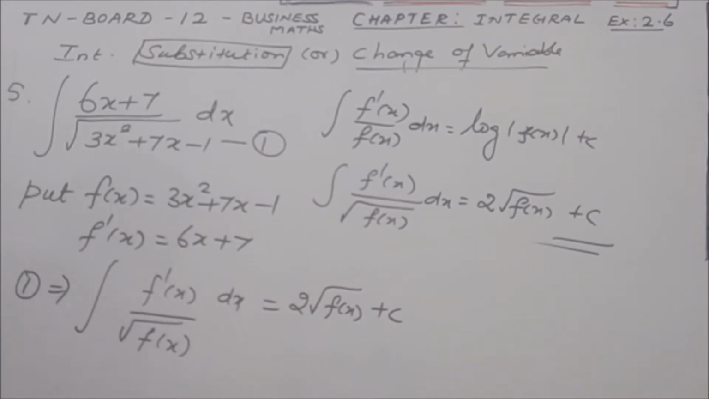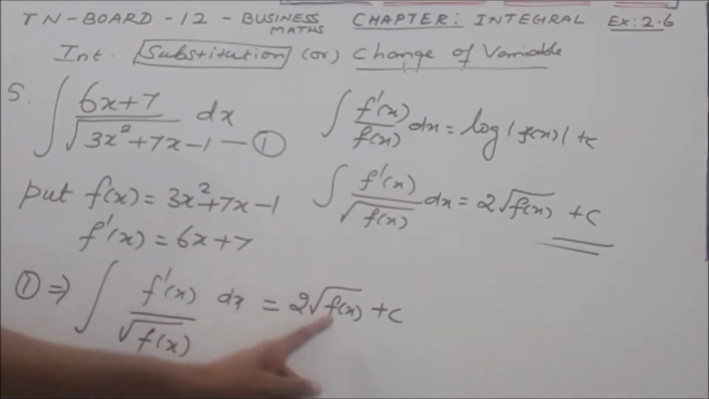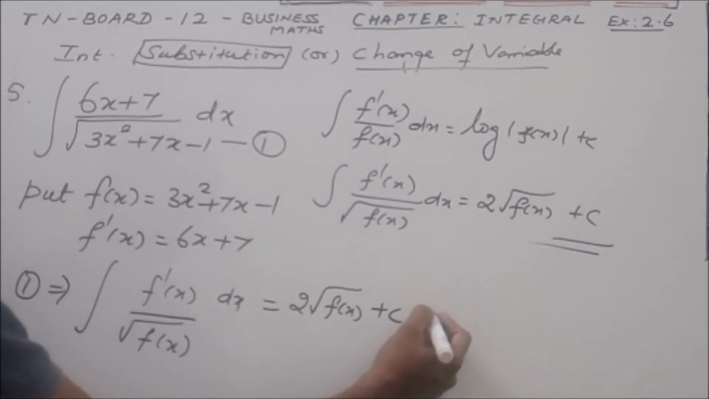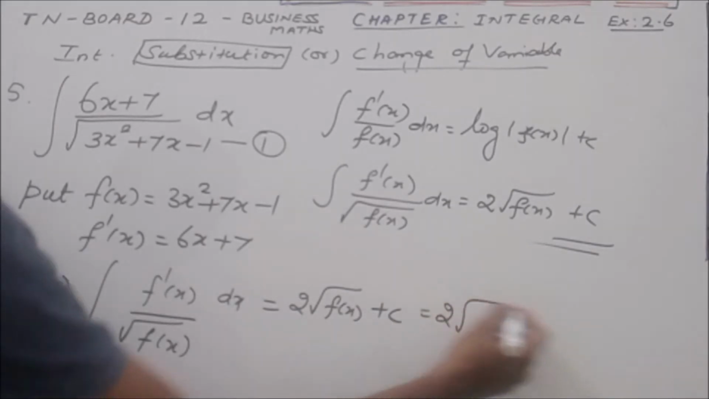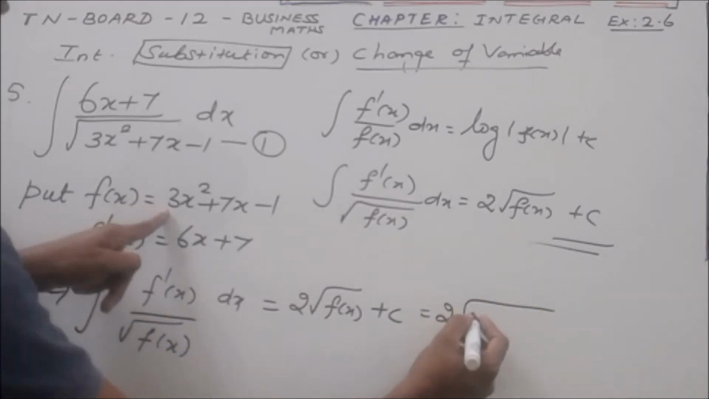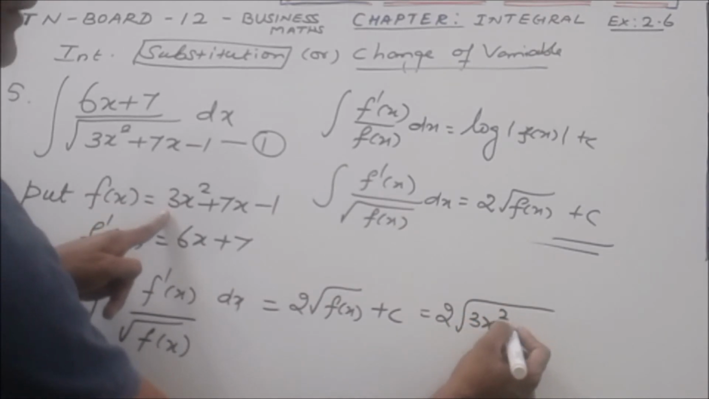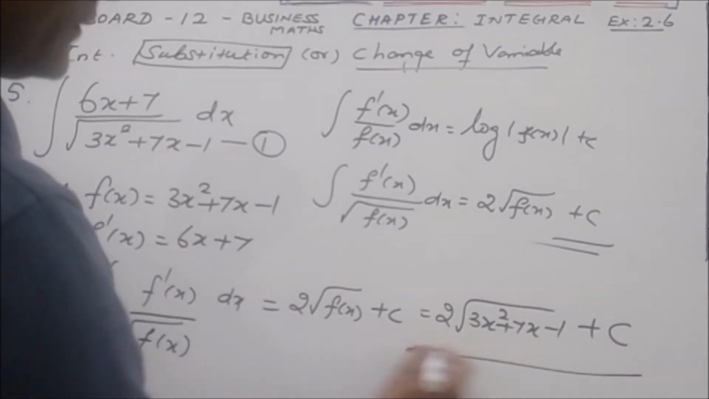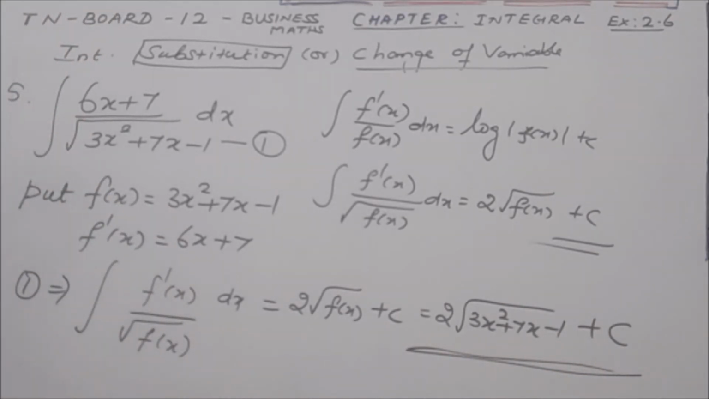Therefore, substituting f of x equal to 3x square plus 7x minus 1, it will be equal to 2 into root of the function 3x square plus 7x minus 1 plus constant of integration c. This is the answer for this question, question number 5.